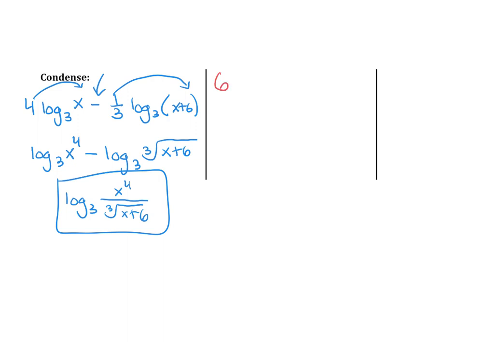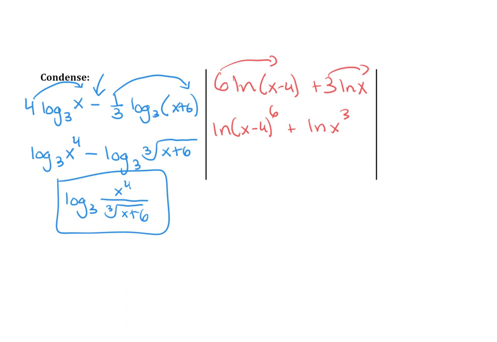Okay, next example, 6 ln of x minus 4 plus 3 ln x. Deal with those powers first. Bring those powers back up. So x minus 4 to the 6th plus x to the 3rd. And then because I have addition, I will create a product. So natural log of x to the 3rd times x minus 4 to the 6th.